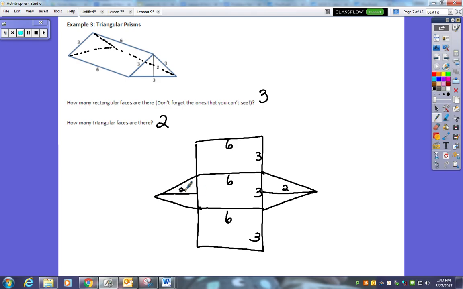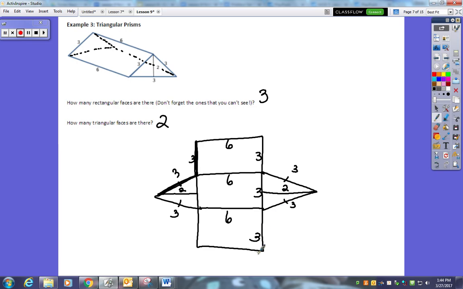Okay, another piece that you could draw in is that all 3 sides of this triangle are 3, so you could put 3s along the sides of those triangles as well. And again, notice this side and this side, since they would fold up together, should match, which they do.